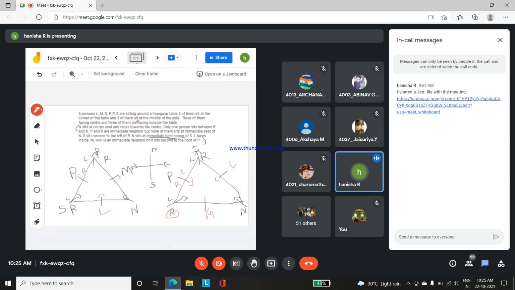Now go back to the question again. They said 3 members will face center and 3 members will face outside. Here the clue is being followed. P, R and M are facing outside, S, L and N are facing inside. Whereas here P, R, N and L are facing inside, which means it does not obey the rules of the question. So this possibility is not the right answer.